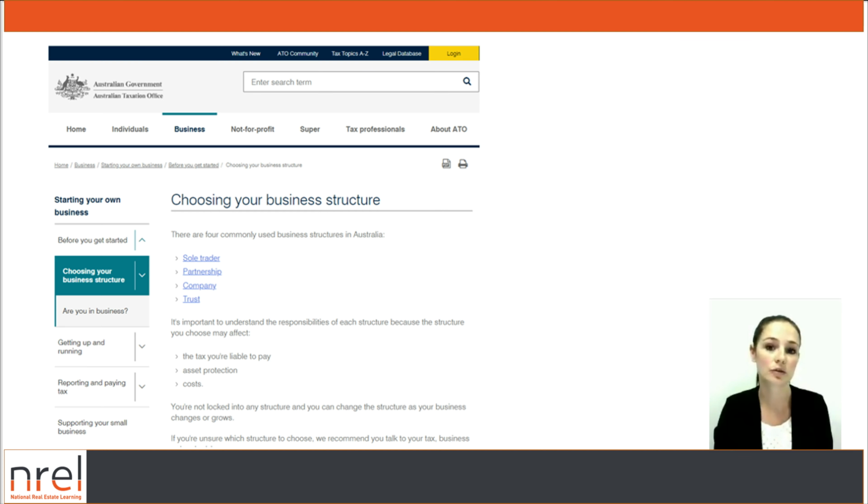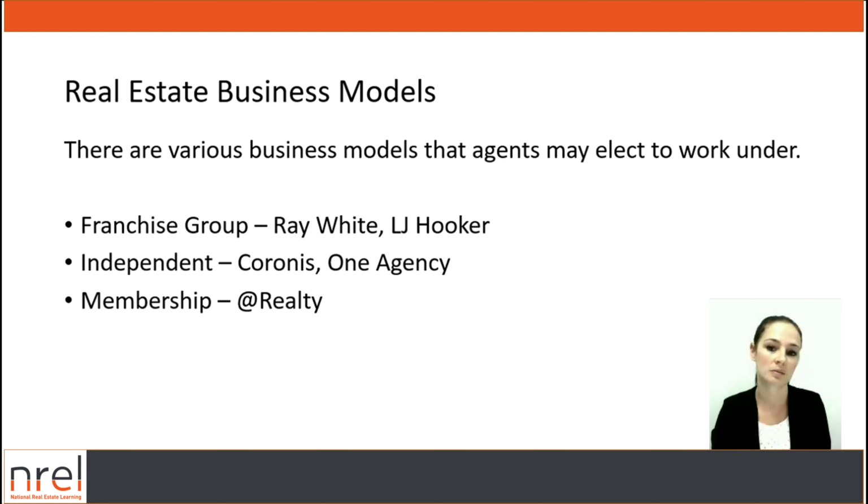So apart from the legal structures of real estate agencies, you also have different real estate business models. There are various business models that agencies may work under. The 3 main groups are franchise groups, such as Ray White and LJ Hooker. You also have independent agencies such as Coronis and One Agency, and you also have membership groups, or marketing groups they may be called, such as First National and Professionals.